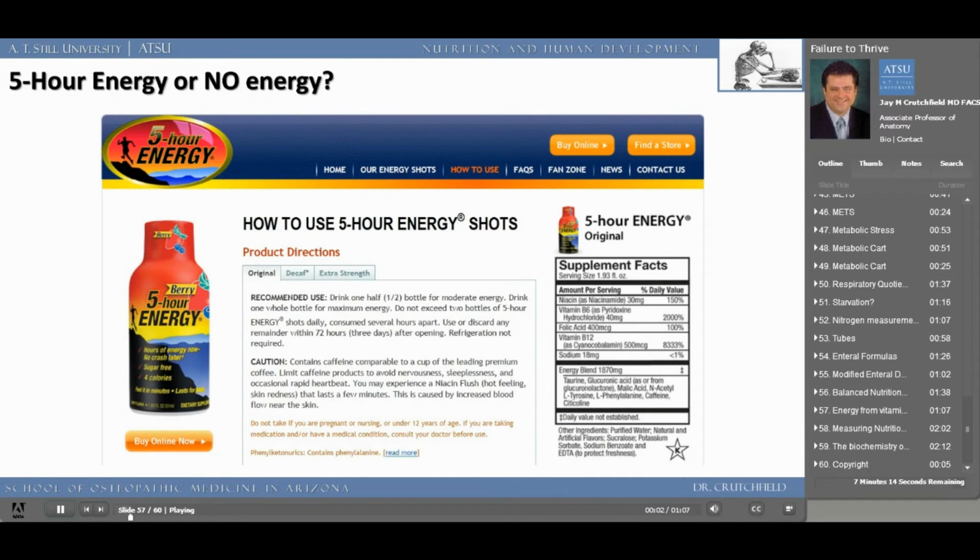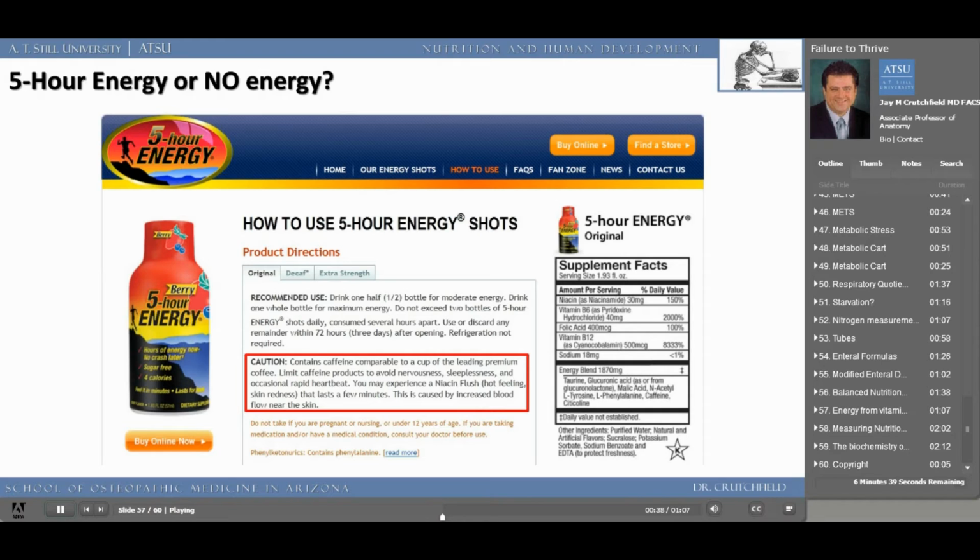Here's a good one. You see this on television, a 5-hour energy drink. But if you see what's actually in it, we have niacin, vitamin B6, folic acid, vitamin B12, sodium, and of course, caffeine. But what we need to know is, is there actually any energy in this drink? The answer, of course, is no. There's nothing here that provides useful energy because our energy needs to come from either protein, fats, or carbohydrates.